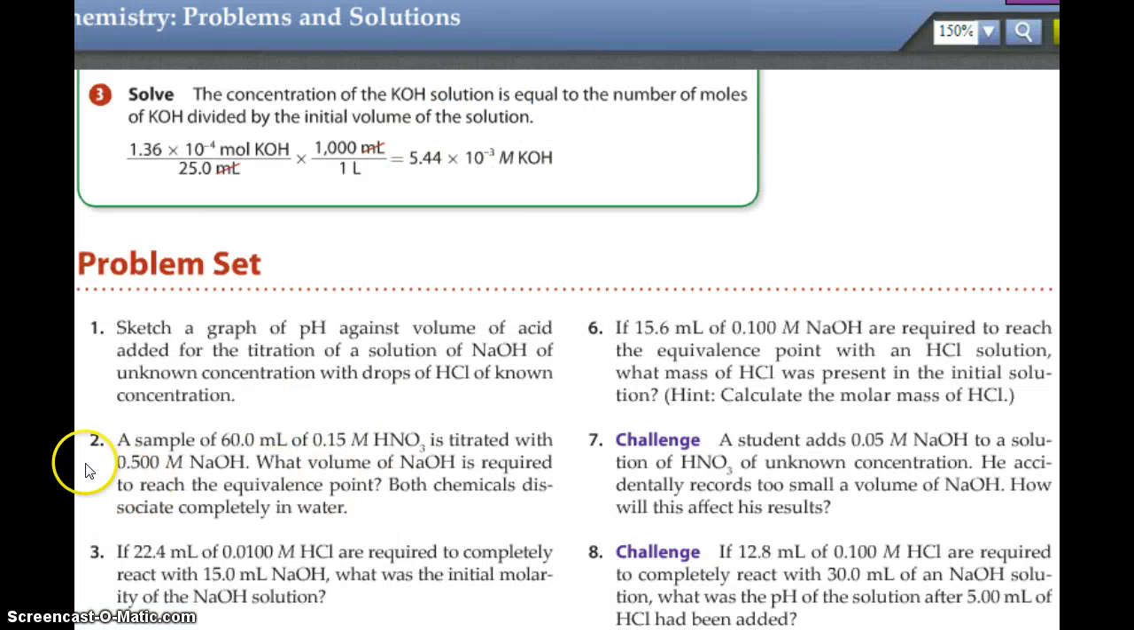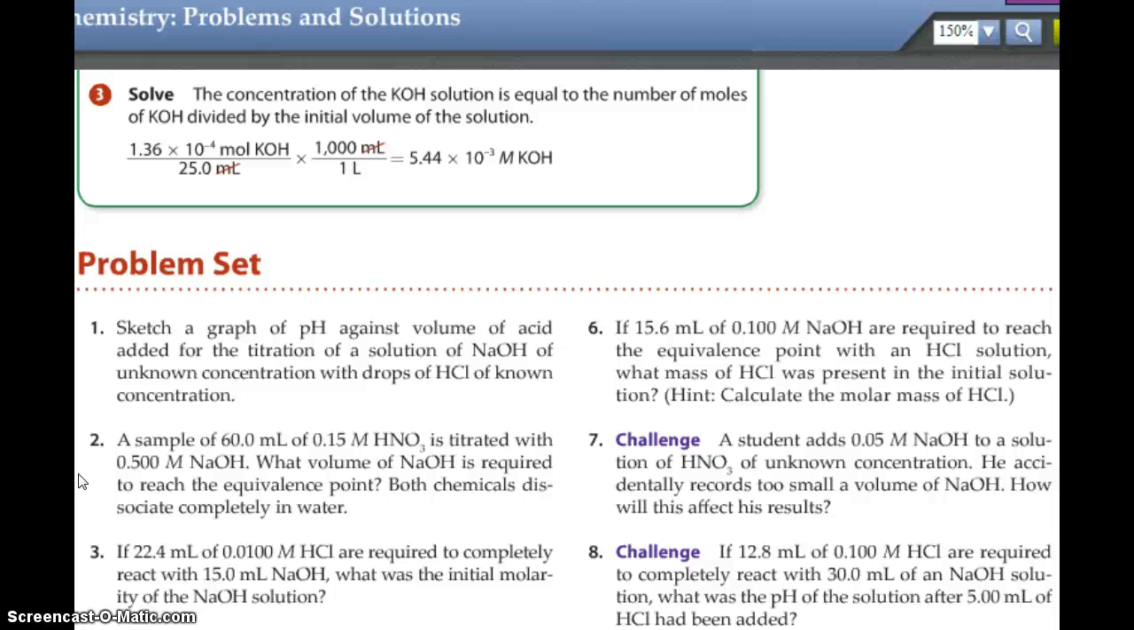All right, question 2. A sample of 60 milliliters of 0.15 molar HNO3 is titrated with 0.5 molar NaOH. What volume of NaOH is required to reach the equivalence point? Both chemicals dissociate completely in water.